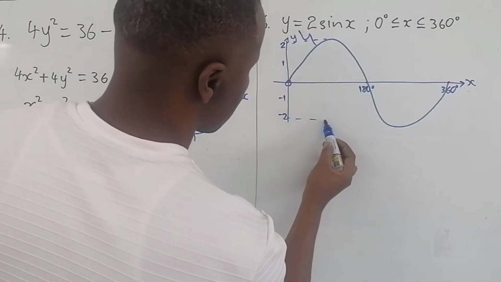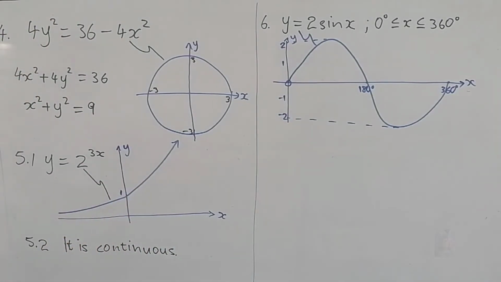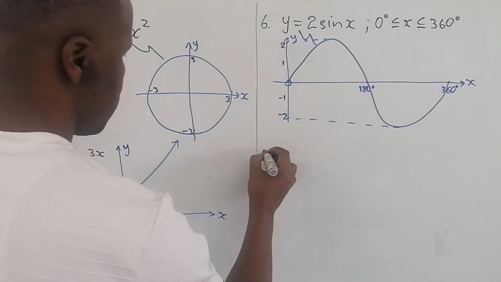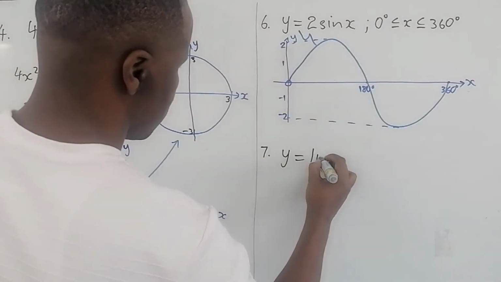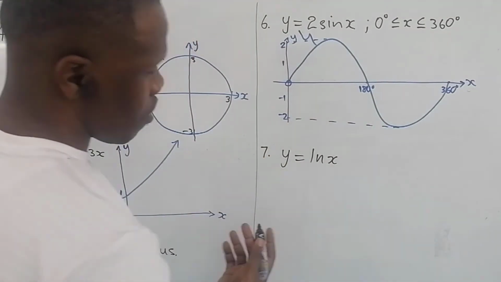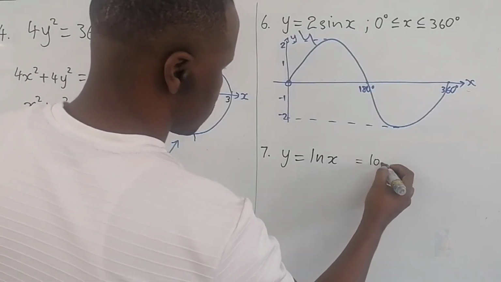It's used in real life situations a lot. The next question says, sketch the graph of y is equal to ln x. Now this graph is the same as log base e of x. So that means it is a log graph.